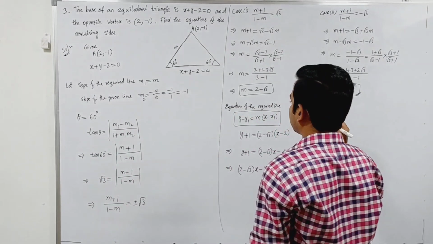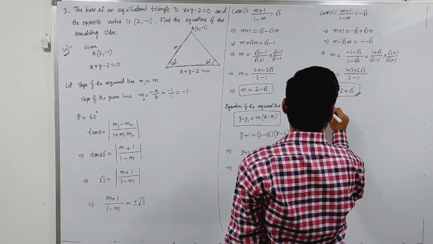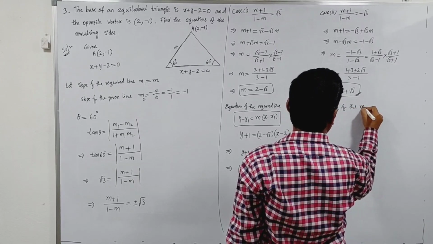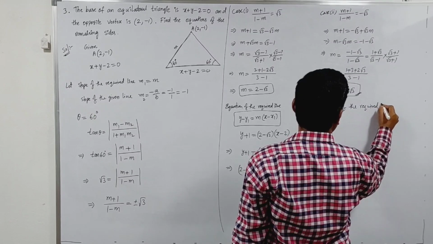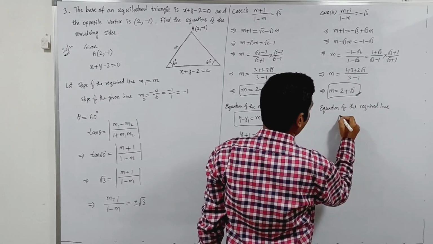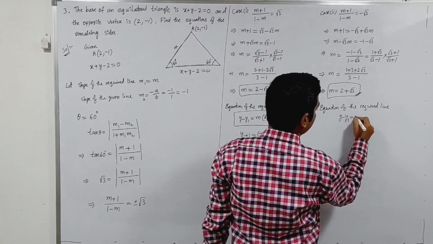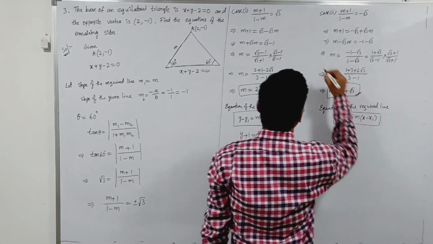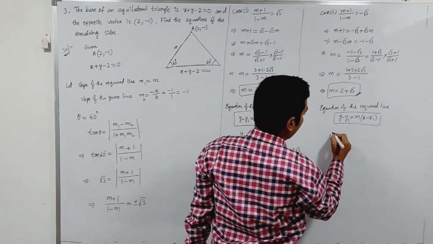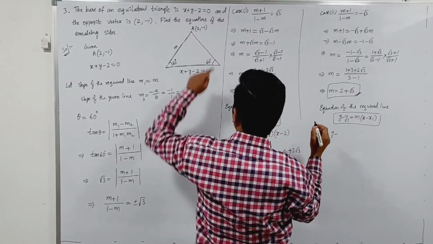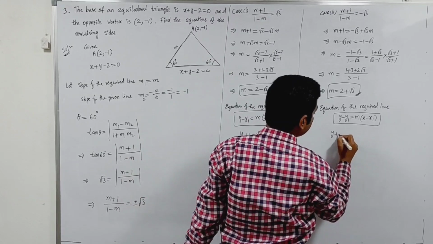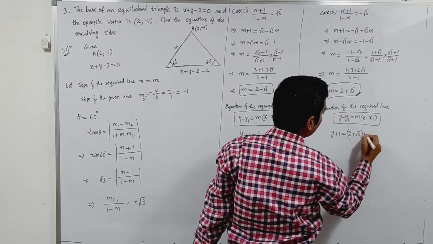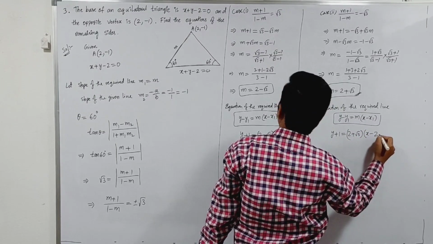Same process, apply the same process. Equation of the second side. So the equation of the second required line, the same formula, y minus y1 is equal to m of x minus x1. This is the second case. Apply the formula y minus y1. Same y1, how much is y1? y1 equal to minus of minus, means plus 1. m means 2 plus root 3 of x minus x1, value is 2.